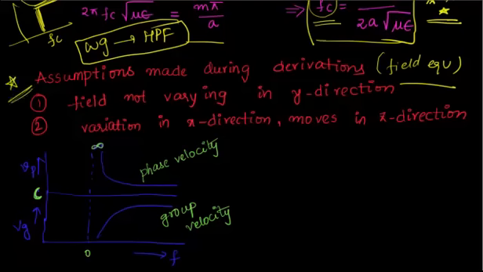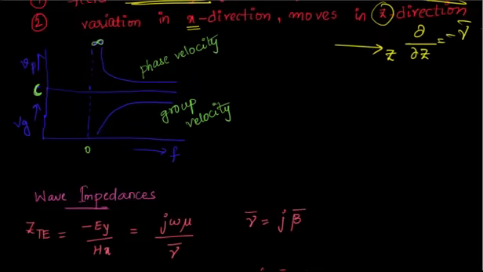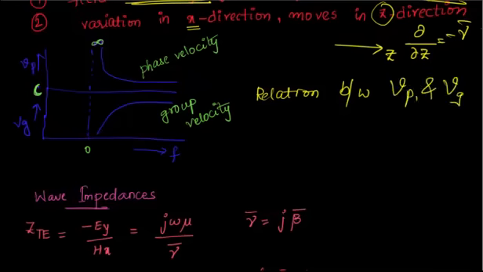We assume that the field is not varying in the y direction. That is why we make dou by dou y equal to 0 in all the derivations, as I have indicated previously. The second assumption is that there is variation in the x direction only and the propagation is along the z direction. That is, we already assumed dou by dou z is minus gamma. And this is what we have. And this is a diagram showing the relation between phase velocity and group velocity.